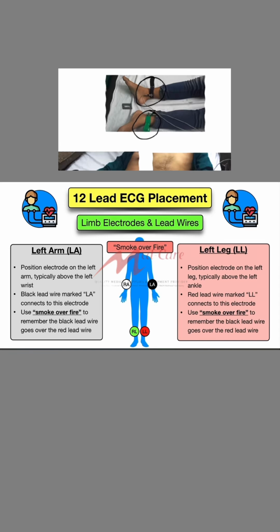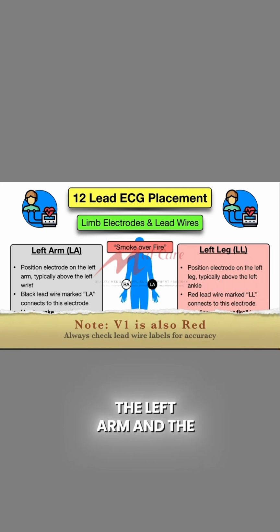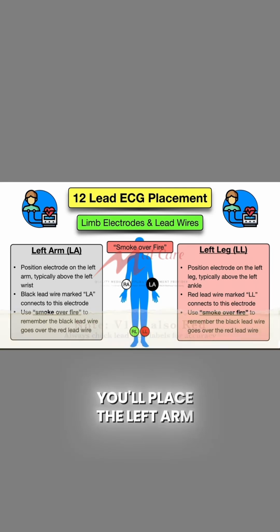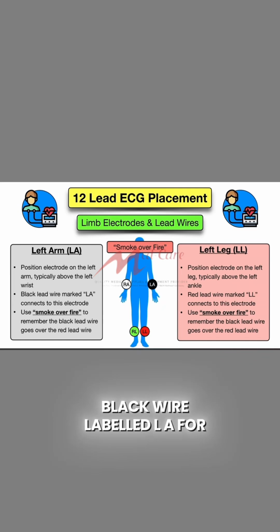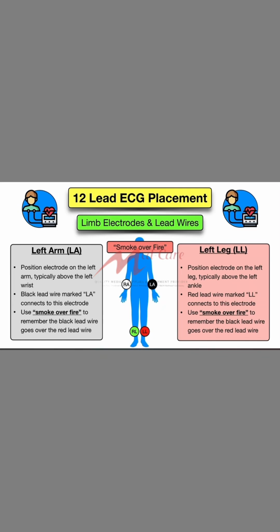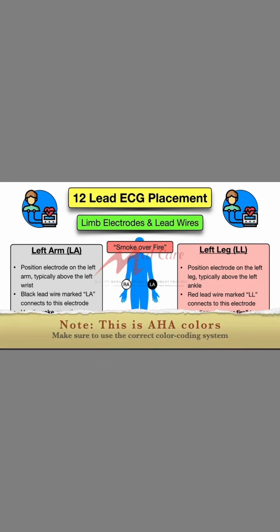Next, you'll use smoke over fire to remember black, which is smoke, goes over red, which is fire. The black lead wire is the left arm, and the red lead wire is the left leg. You'll place the left arm electrode on the left arm, typically above the left wrist, and then you'll connect the black wire labeled LA for left arm. You'll place the left leg electrode on the left leg, typically above the left ankle, and then you'll connect the red wire labeled LL for left leg.